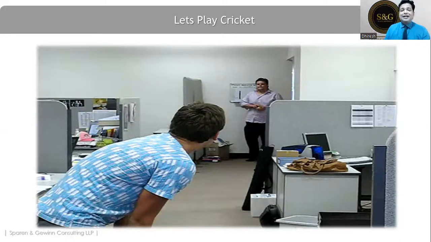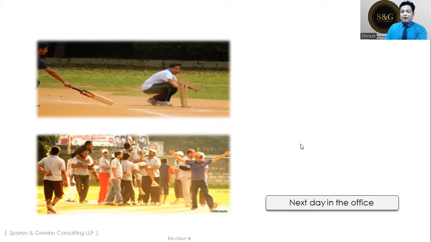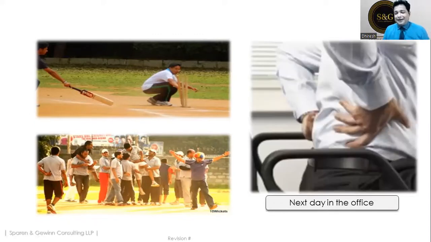What happens after that is something like this. We play, we enjoy, we lift each other, we cheer everybody, we win, we lose, whatever happens, we enjoy the day. But the next day, what happens? Your body starts paining. Your back starts aching, your shoulder starts paining, your hand starts paining. Sometimes it swells as well, because after a very long time, we directly jump onto a very physically exhaustive work called cricket, right?